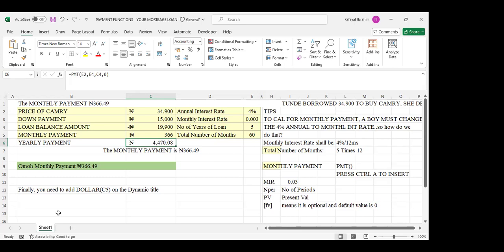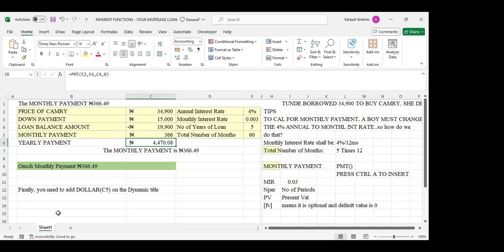Madam Yemisi? Hello? Yes, it's very clear. Please, I want to ask a question. Ask your question. How do you get our monthly interest rate? If they say annual interest rate, what does that mean?